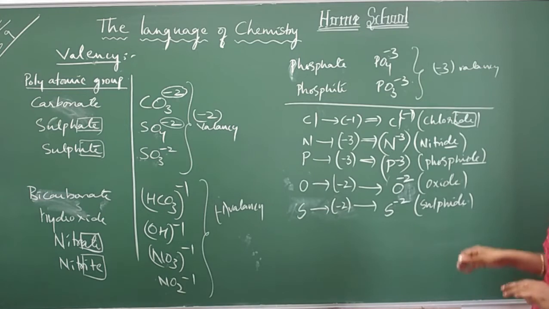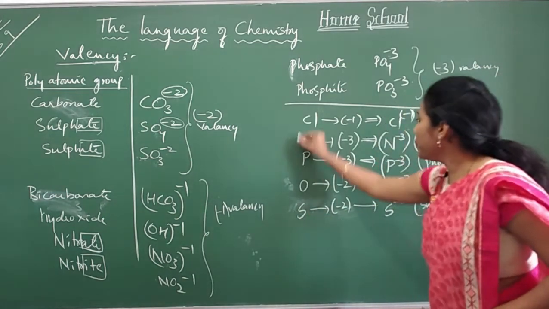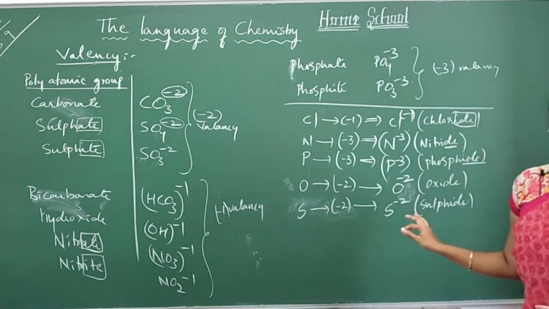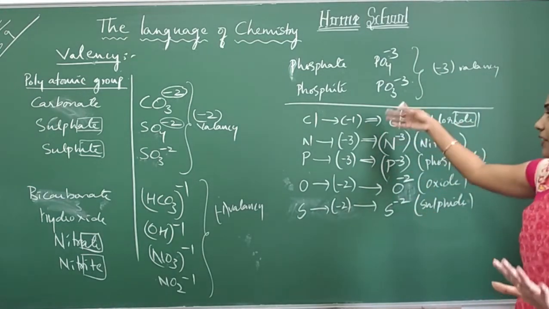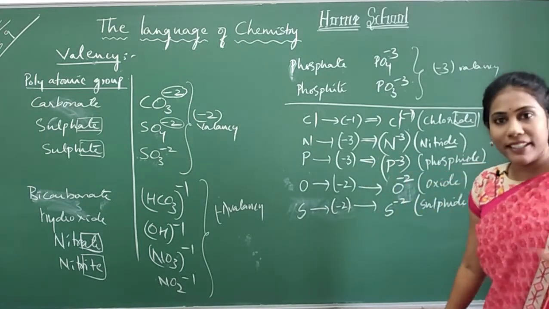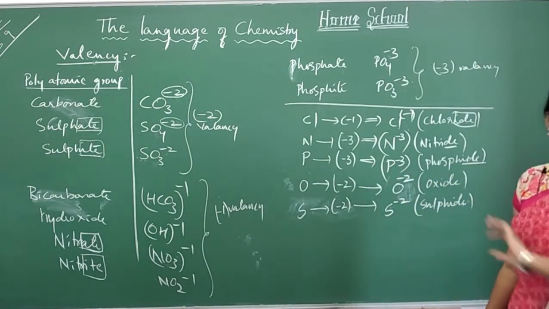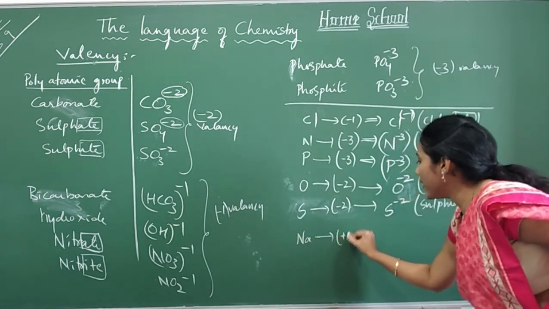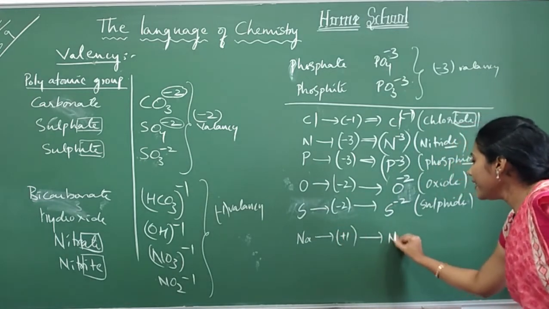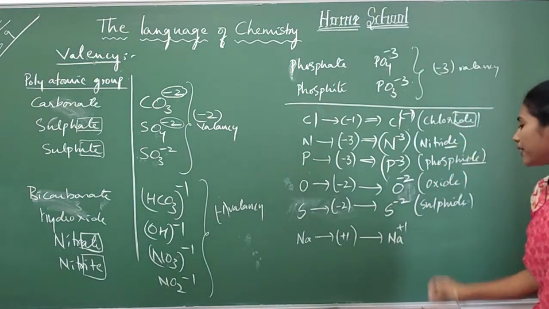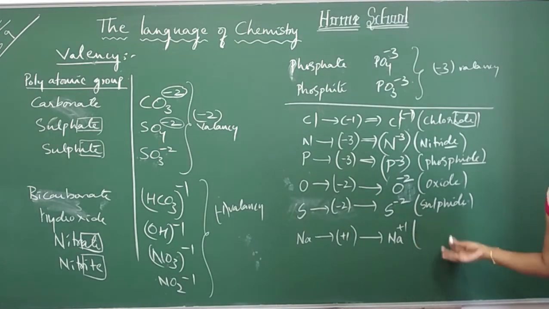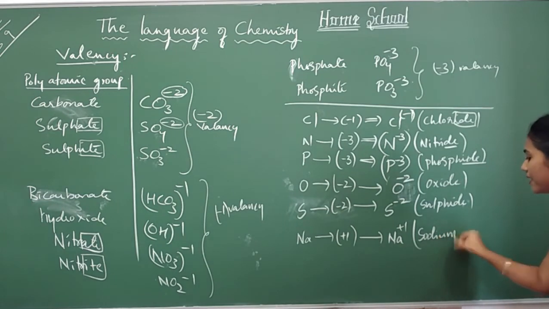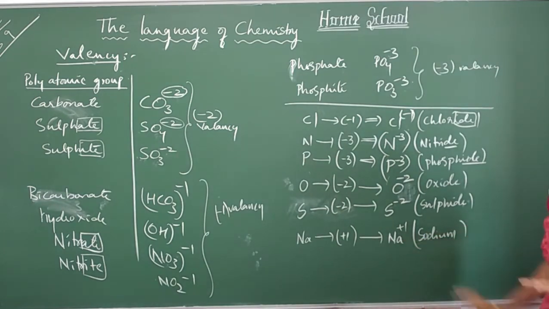Clear everybody? But only when the valency is negative, then only that IDE will come at the end in the name. Otherwise, if the valency is positive, no IDE, nothing. Just the name of the element only you will mention. Say for example, sodium is there. Its valency is plus 1. When you write it as a radical, you will write it as Na plus 1. You don't call it sodide and all. IDE will not come here. It is just written as sodium. Name of the element only is written.